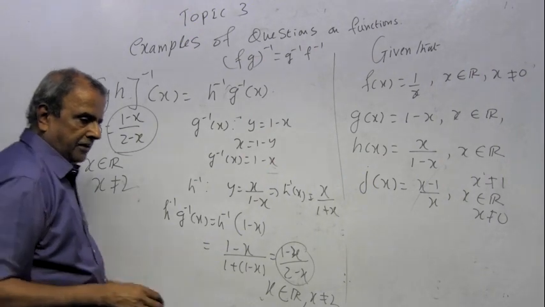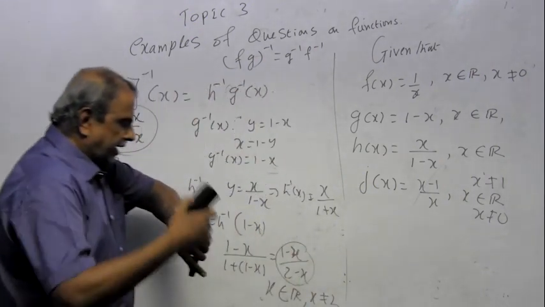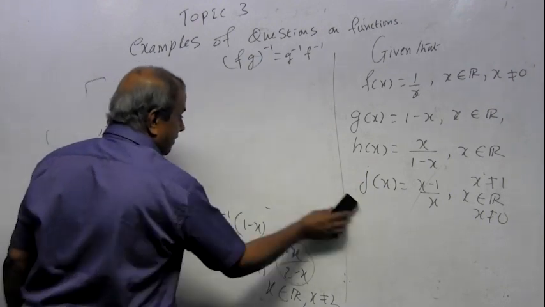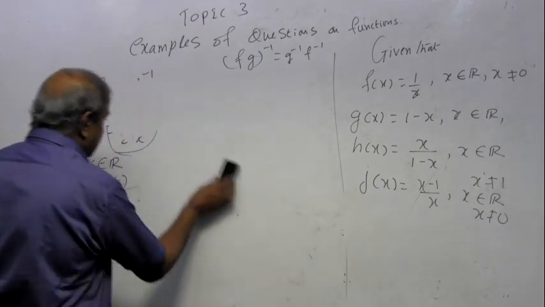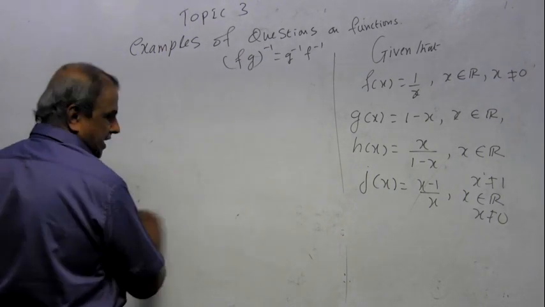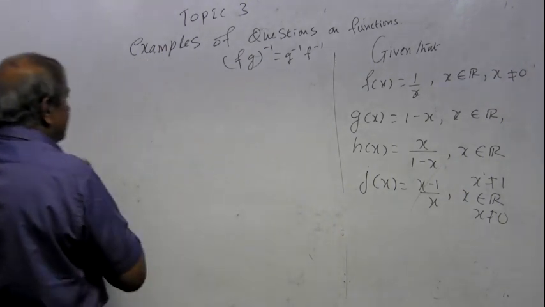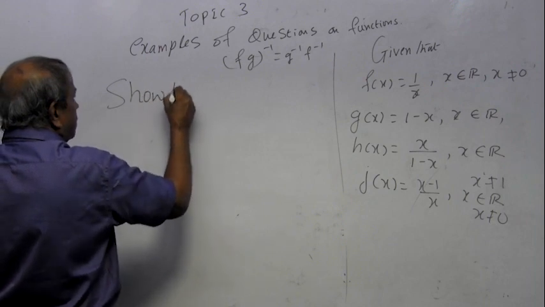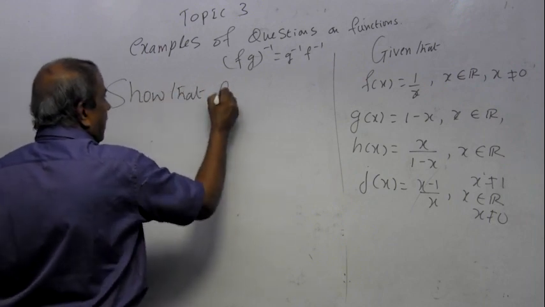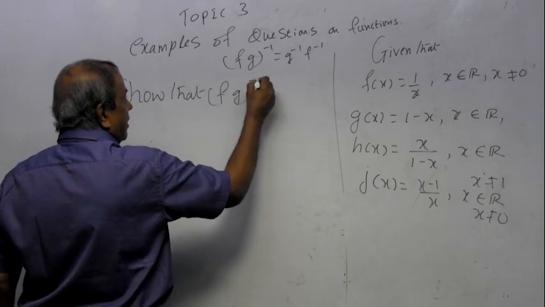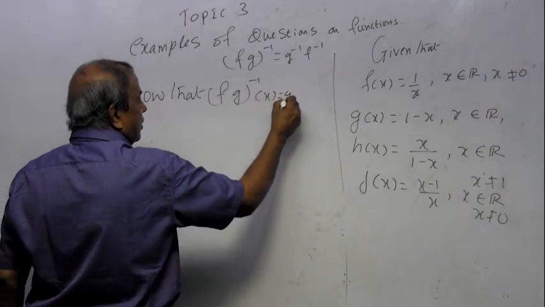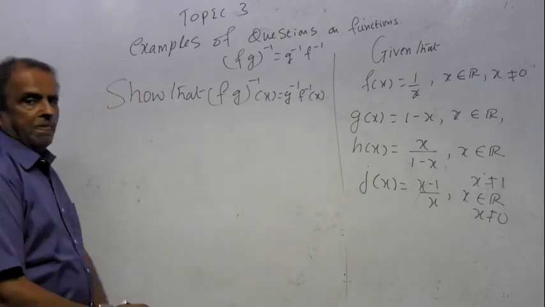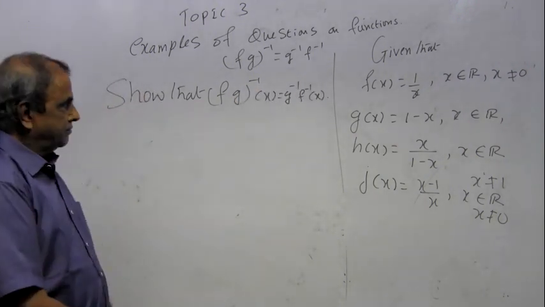I don't know whether the lesson is taking too long. I just want to, because that's a question which comes in the exam. Show that, this is a standard proof which you should know. Show that fg inverse of x equal to g inverse f inverse of x. You are asked to show that.